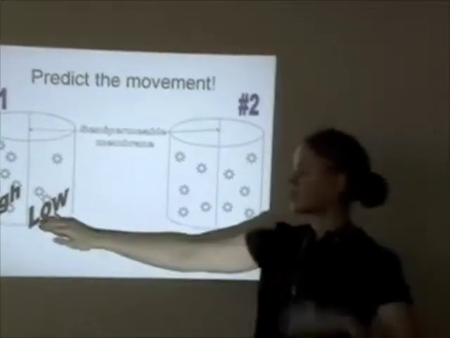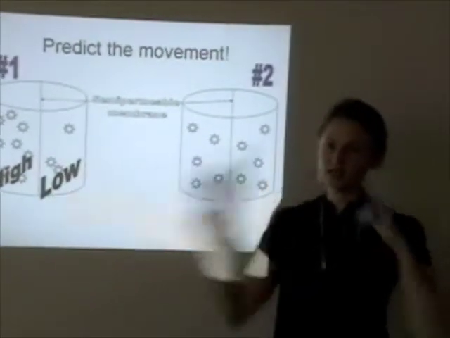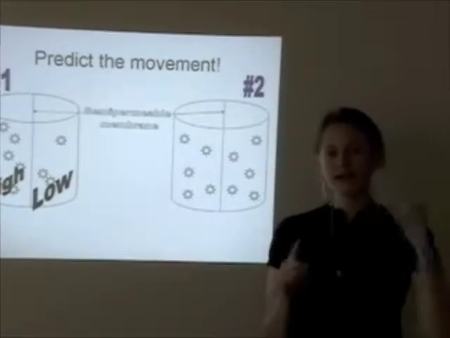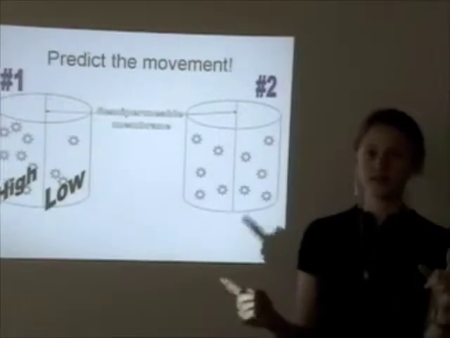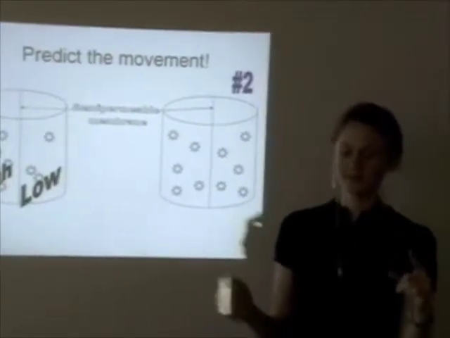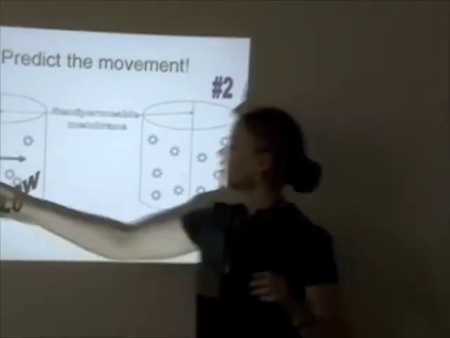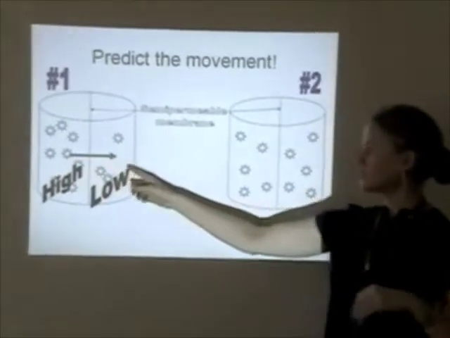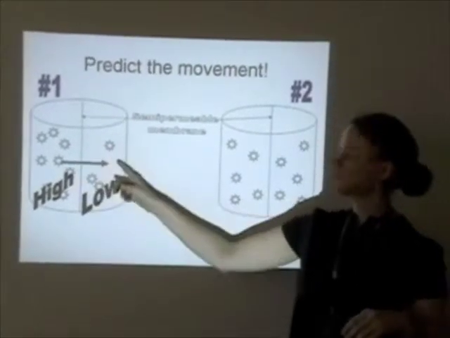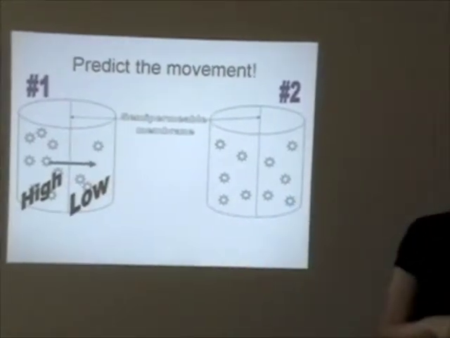And this is really the hardest part. When you get questions in the HSA, you need to stop and think about where's the high concentration and where's the low concentration. So if that's my high and my low concentration, then the molecules are going to be moving to the right, from the left side to the right side because of diffusion.